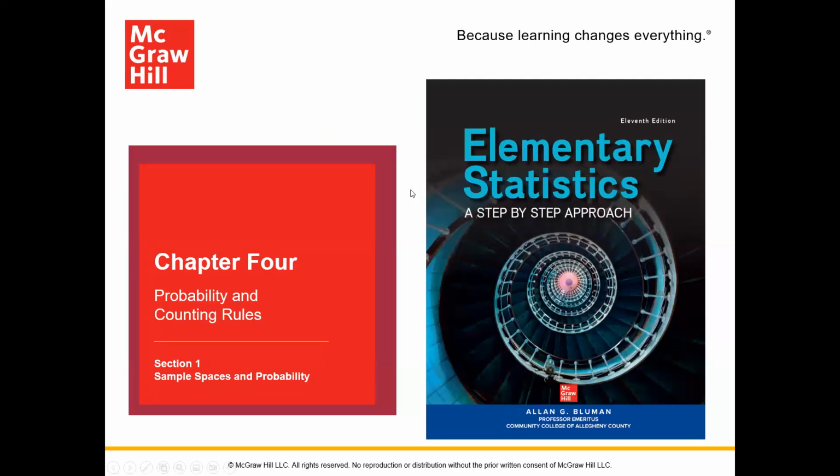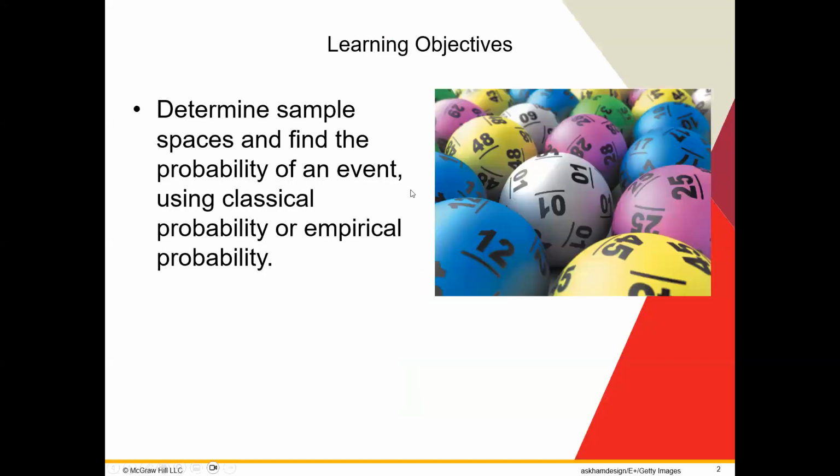All right, section 4.1 here. By the time we get done, we will determine what a sample space is and how to construct a sample space. We'll find the probability of an event using the classical probability or the empirical probability method, sometimes called a relative frequency method.